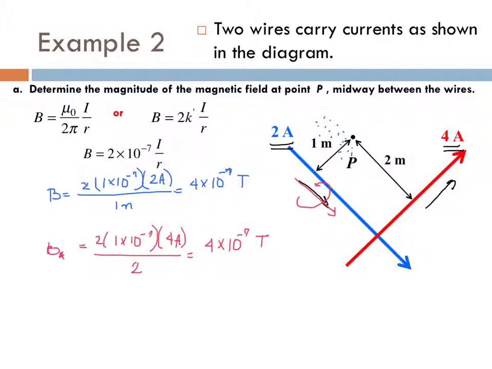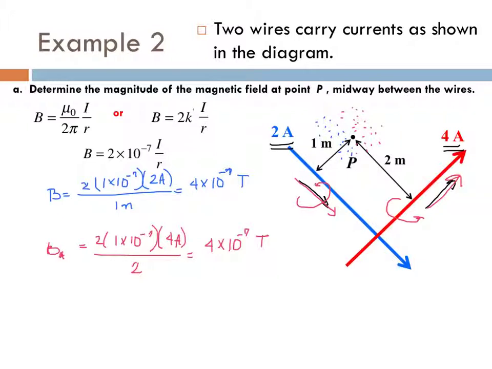Then we're going to do the same thing for the red wire. Again, current goes out in this direction. Our fingers curl around the wire. So at point P, our magnetic field also comes out of the page. So if they both come out of the page, they simply add up because they're going in the same direction.